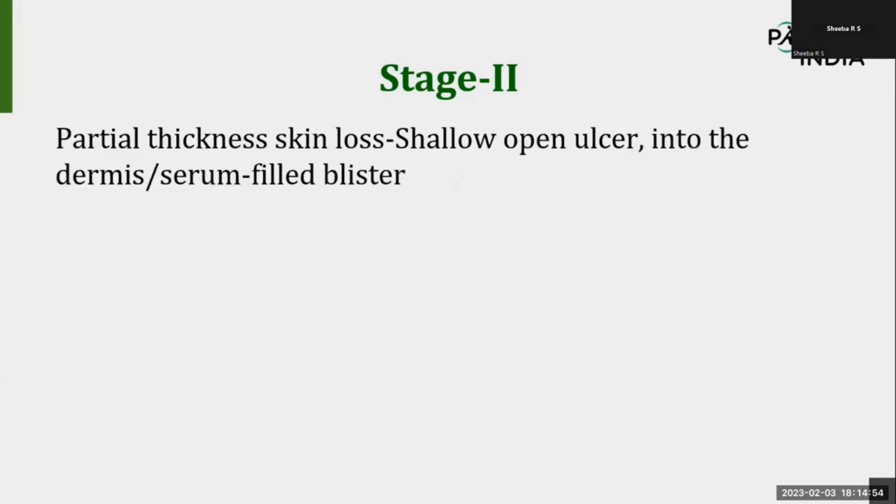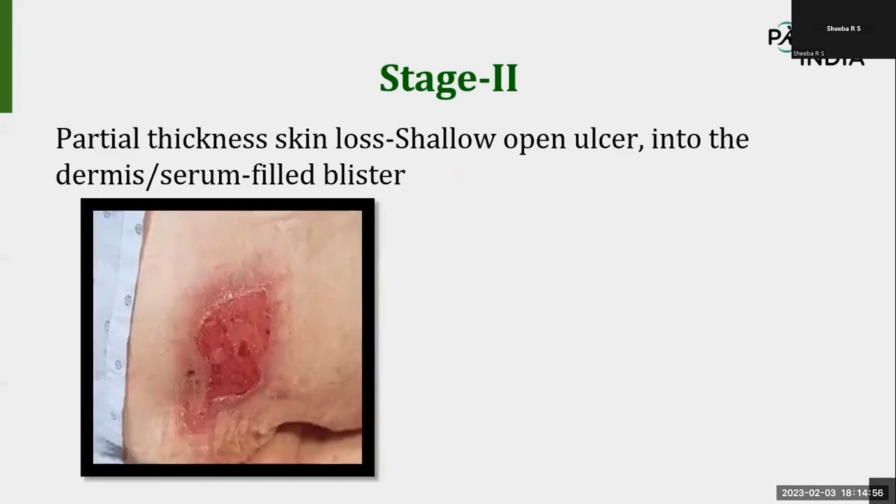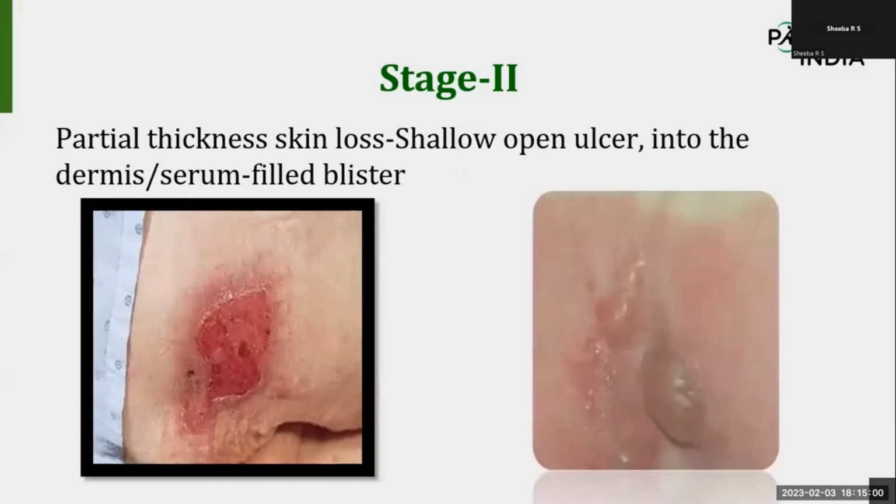Coming to stage 2, if you do not give much attention to the first stage, definitely the skin will break down. So partial thickness loss will be there. It's a shallow open ulcer, or blister formation will be there. If there is a blister formation, definitely the skin will break down, the dermis layer will break down. This is the second stage.